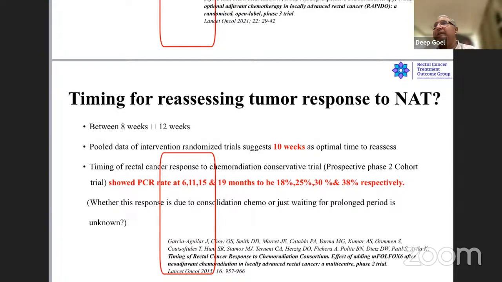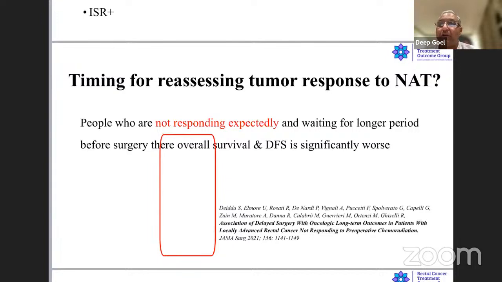What is also important when you're taking these patients for neoadjuvant treatment is to know whether these patients are actually responding or not. Because if you keep on giving TNT and there are obviously 40% people who are not responding as per expectation, then probably you are losing out on the time for surgery. And it is also shown that in patients who wait for a longer period and are not responding as expected, their overall survival and disease-free survival is significantly worse. So that brings us to the question, when should we reassess these patients?